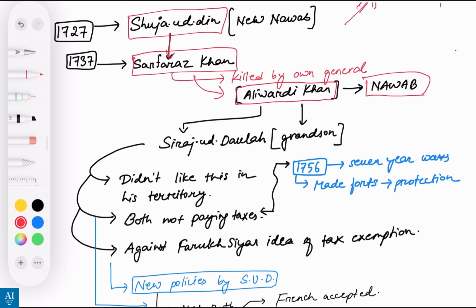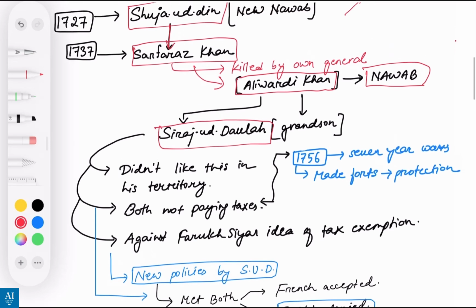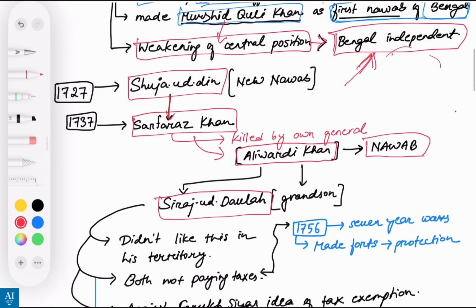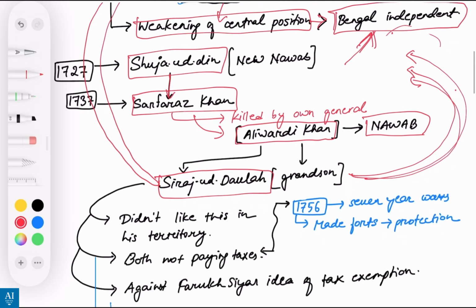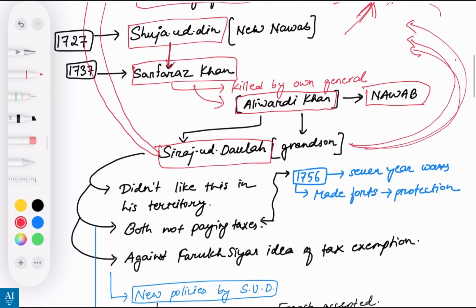Now the heir of Ali Wardi Khan, that is his grandson Siraj-ud-Daulah, became the new Nawab, and he was completely different from the previous rulers. How was he different? He didn't accept the Farman of 1717 that had been given to the British East India Company in Bengal. Why did he not accept it? Because he thought of administration, development, and autonomy in Bengal.